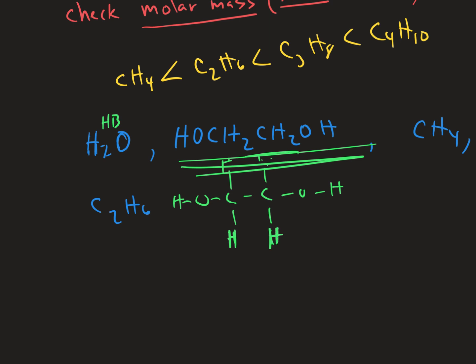Is this hydrogen bonding? Yes. Hydrogen is directly bonded to oxygen, and if we draw all the valence electrons, those are going to have lone pairs there. This part and this part makes it polar. So this is hydrogen bonding.